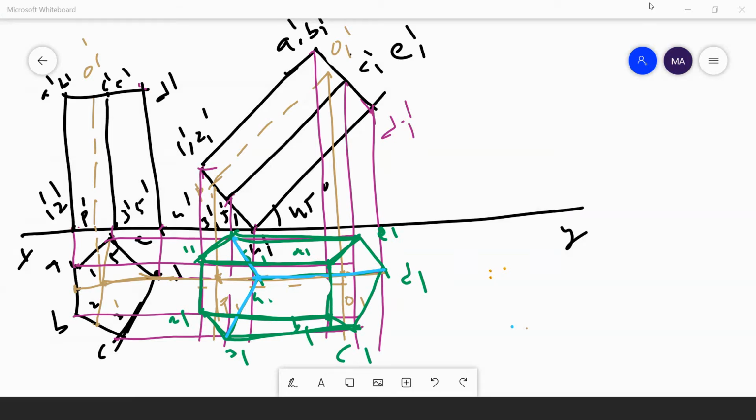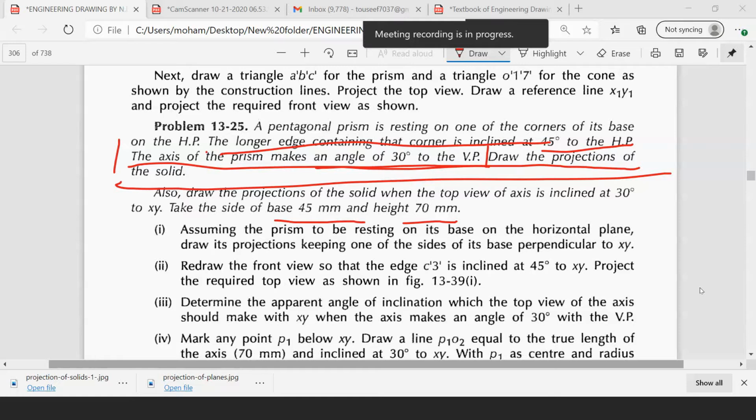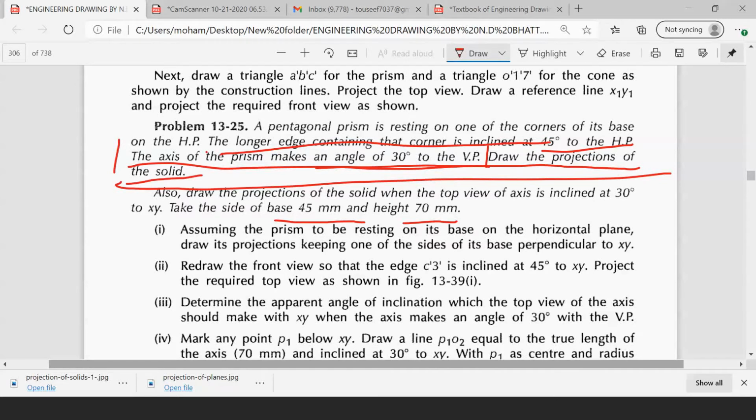Now the whiteboard is visible. The first condition is the axis of the prism makes an angle of 30 degrees with VP. Draw the projection of the solid. Given the axis of the prism means the true length. You have to consider the true length, that is 70 mm.